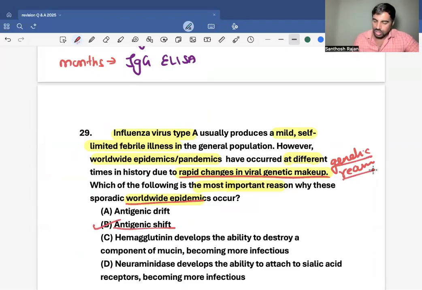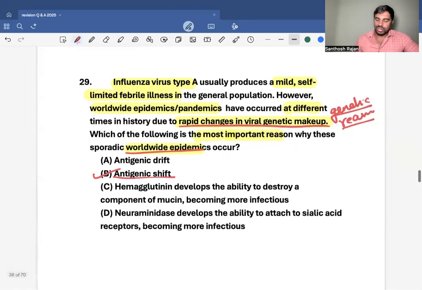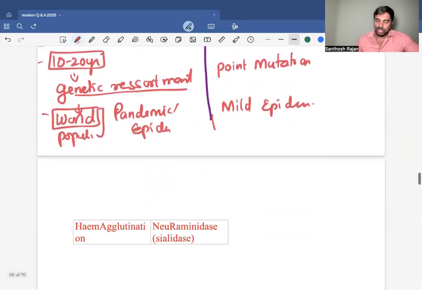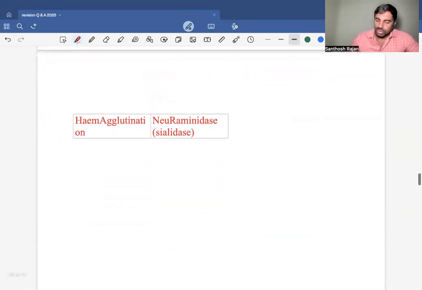Shift is the one with genetic reassortment. Remember like this, so you will not forget it. Okay, the rest are all wrong reasons. Drift is for minor things, and these are the normal functions of hemagglutinin and neuraminidase. There's no link with this. Okay. Fine.